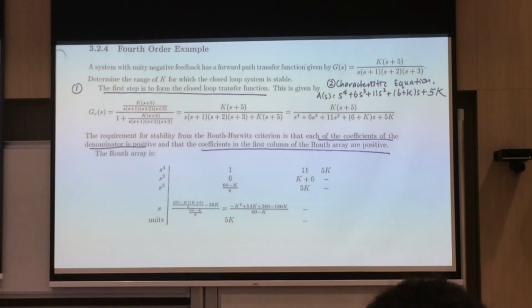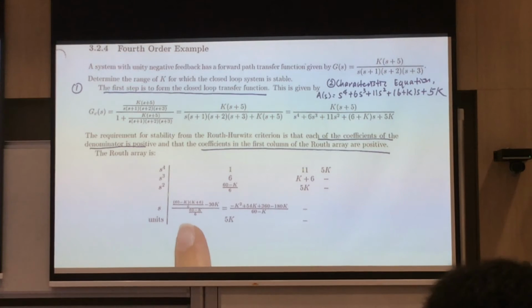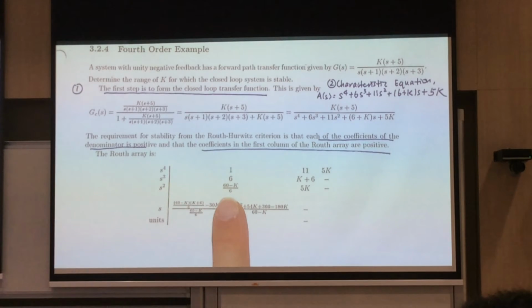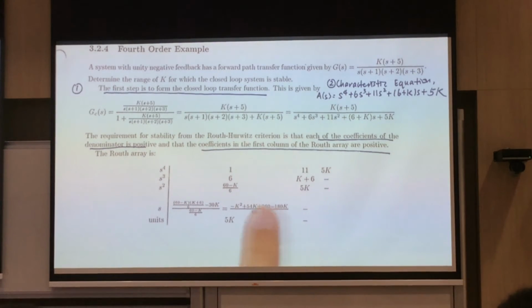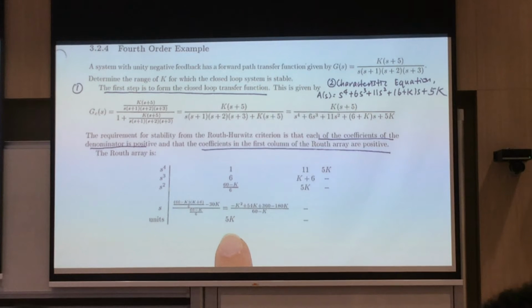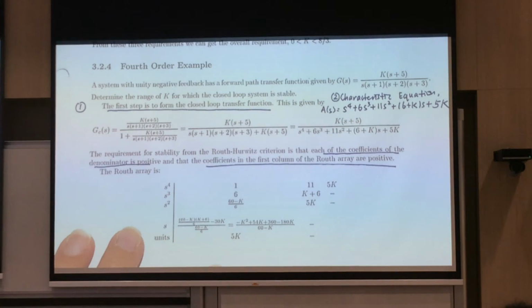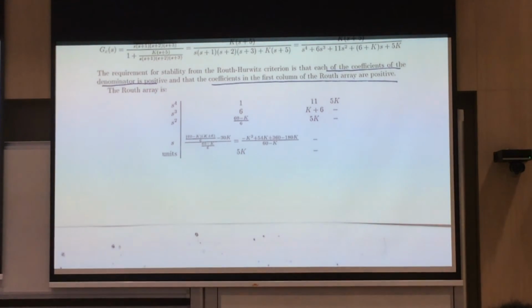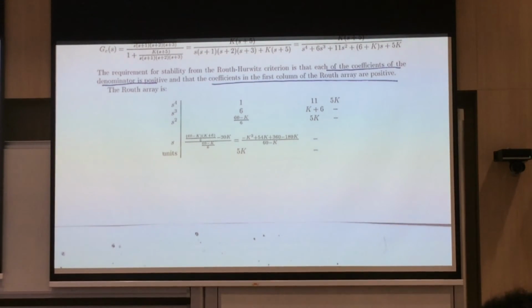Also check that we take this times 5k minus (60 minus k) over 6 times nothing, divided by itself. In any case, this is always a zero. Alright, so can you work this out, the Routh array? Yeah? Okay, so once you have the Routh array, check the conditions.